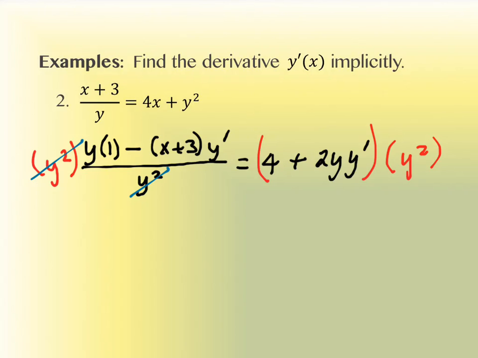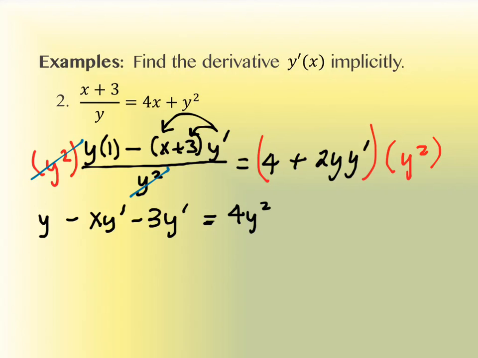On the top here, I'm going to go ahead and simplify what's on top as well. So y times 1 is just y. And then I can distribute this y prime through here. So this is minus xy prime and minus 3y prime. Now I actually have 3y primes distinctly in the problem. It's not a big deal, but it is something to be aware of. On the right-hand side, I have to distribute as well, right? 4y squared plus 2y cubed y prime. Okay, is everybody good with that step?